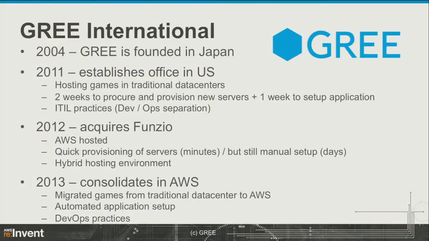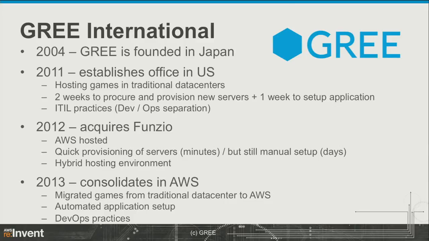This is a little bit about our history. GRE was founded in Japan in 2004, first as a social network. And then the company quickly pivoted to mobile games when mobile really started to become big in Japan.